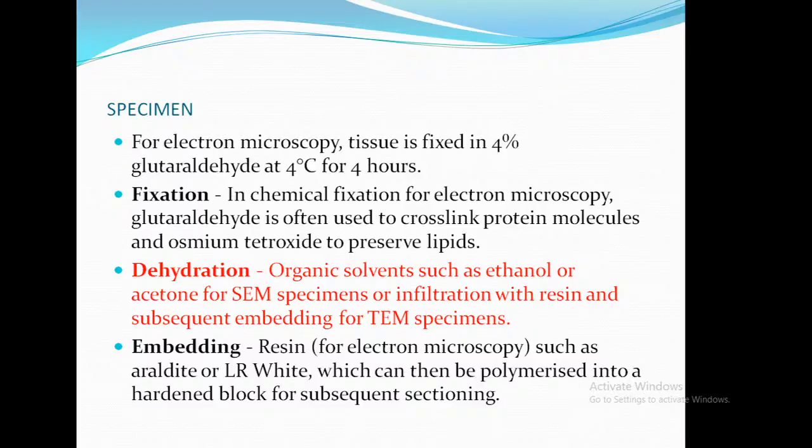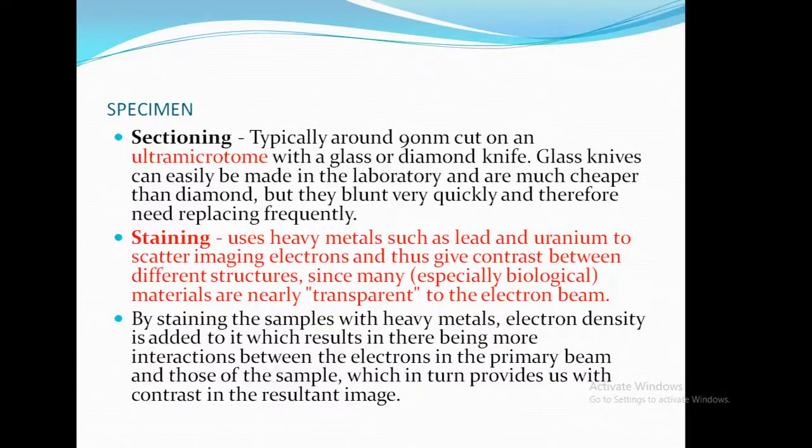After that, the specimen is sectioned, typically at around 90 nanometers, on an ultramicrotome with a glass or diamond knife. Glass knives can easily be made in the laboratory and are much cheaper than diamond, but they blunt very quickly and therefore need replacing frequently.